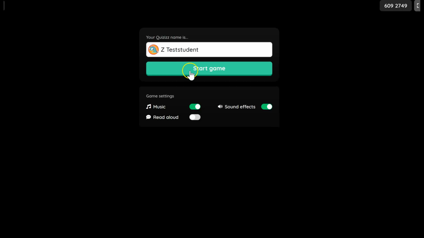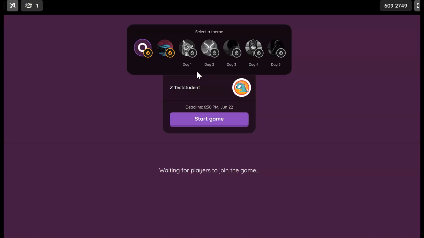You might have music and stuff like that. If you don't want the sound effects, if you don't want the music, you can turn that stuff off. Read aloud is kind of annoying, so I usually keep that off as well, but you start the game. And this one just tells you, hey, you're going to have a whole bunch of different themes that you can go to. I'm just going to go with classic theme. I'm going to start the game.